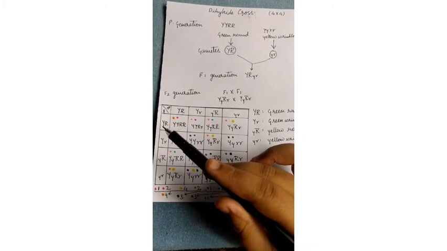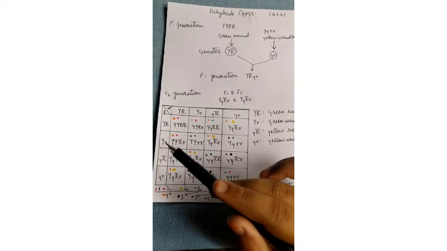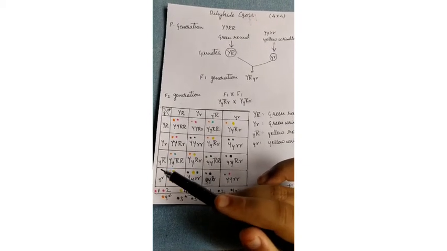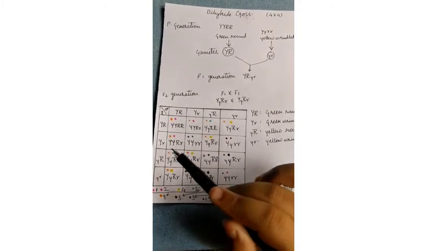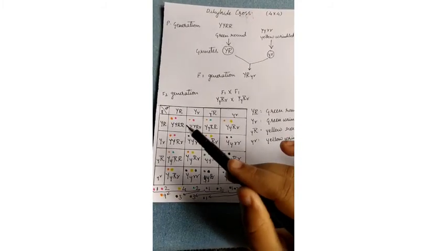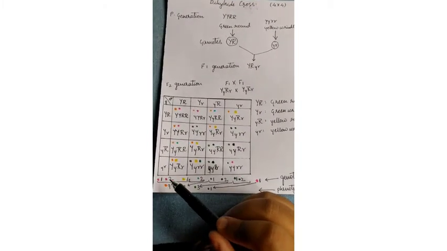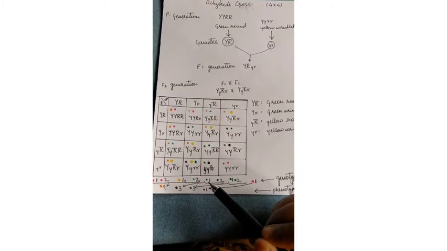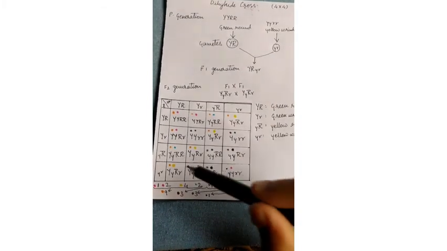These capital Y capital R, capital Y small r, small y capital R, small y small r are crossed with the same on the horizontal way. We get this complete Punnett square filled. We get the ratio of 1:2:1:2:4:2:1:2:1, that is the genotypic composition of this square, of this cross.